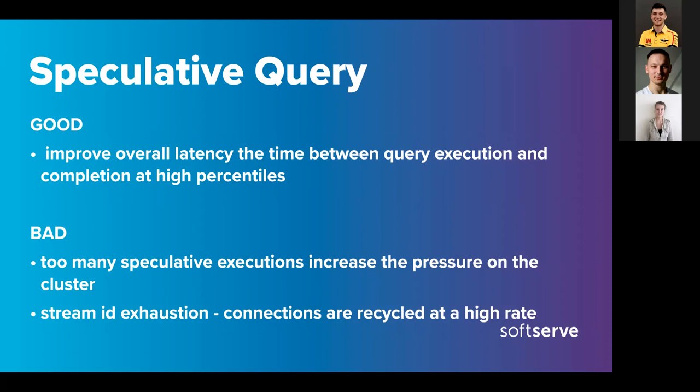But you should know that there are cons of speculative query usage. It could increase the pressure on your cluster, because if you have a lot of them, of course you will have overload on your cluster. That's obvious. Another problem is that connections that are running could be recycled at a really high rate. This is called stream ID exhaustion.